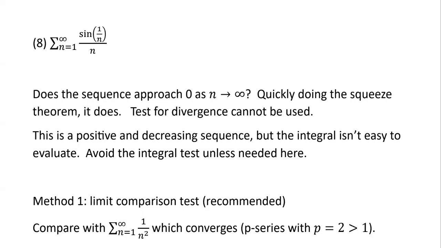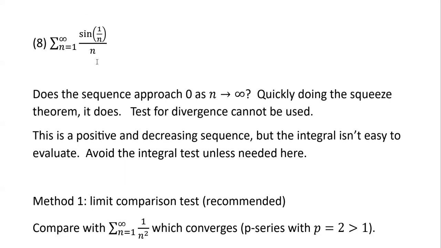Number 8, summation as n goes from 1 to infinity, sine of 1 over n over n. Okay, so this is not something that's super familiar to me. So let's always try to test for divergence first if it's something that we're not familiar with, okay? So if we take the limit as n goes to infinity of this guy, do we get 0? If we do the squeeze theorem, I didn't show it here, it will be 0, so we cannot use the test for divergence. Always a good idea to try that first if you're totally lost, okay?